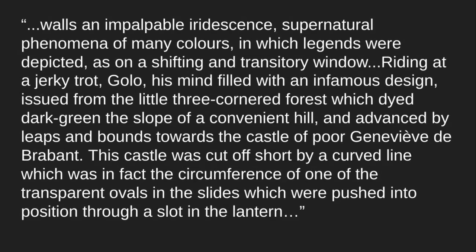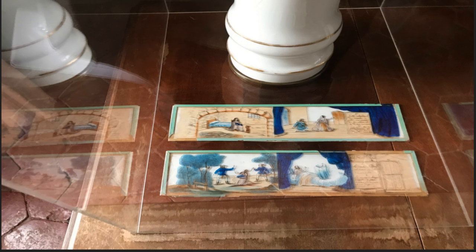So these images, like of Golo, for instance, riding through his room, it's exciting, but it's also disconcerting. Remember, this is the consciousness of a young and very anxious, very nervous child. Here you can see these slides which would have gone into the magic lantern, which would have created these images on the wall that the young Marcel finds so disconcerting and wonderful at the same time.